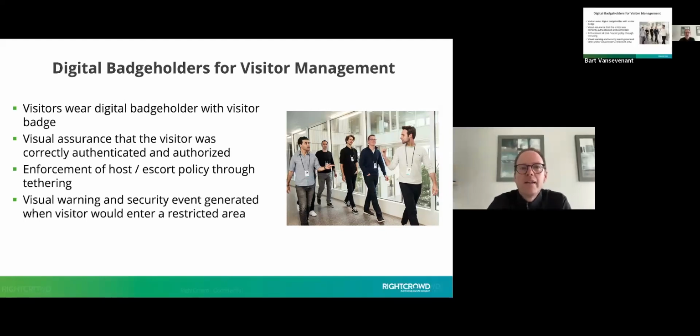Good. Then I'll move to the short demonstration of what I just explained. I'm going to focus in on that host visitor escort policy and how this solution is really the only one in the market that we're aware of that is able to do that. What I'm going to do is quickly switch to this view so I can briefly show what I'm going to use as part of the demonstration.